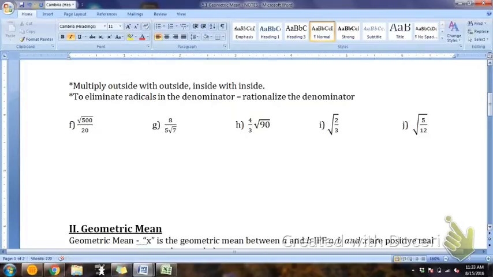So now you're going to get a little bit more complicated, but we are still going to be able to do this. So if we look at this first one, it says the square root of 500 over 20. I'm going to deal with 20 later. So let's just break down the square root of 500 over to the side. 50 and 10, that will work.